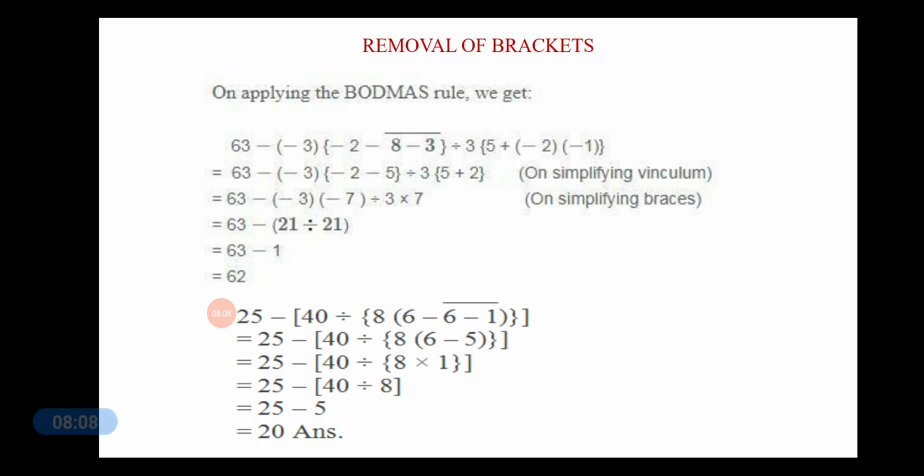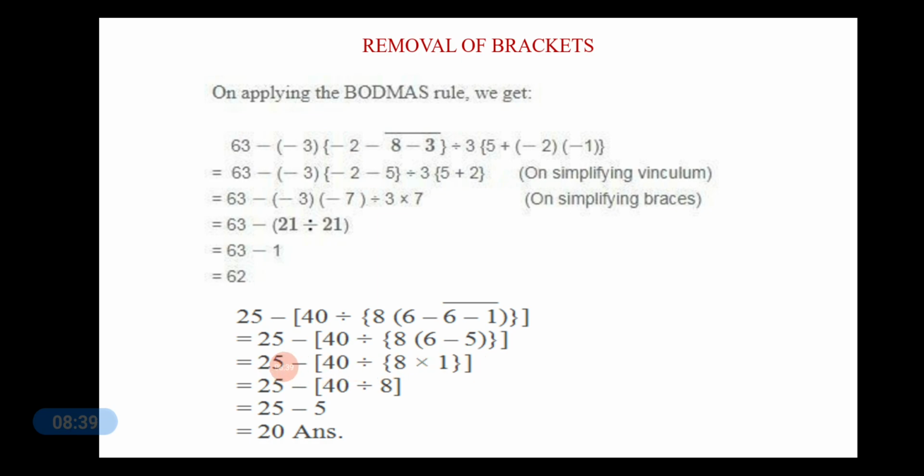Similarly, in the next example also, you see 25 minus, within the box brackets you have 40, divided by, within curly brackets you have 8, multiplied by, within the simple brackets you have 6 minus 1, which is written under the bar bracket. So let us solve this bar bracket first. 6 minus 1 will give us 5. Now since there is a negative sign over here, it will become minus 5.